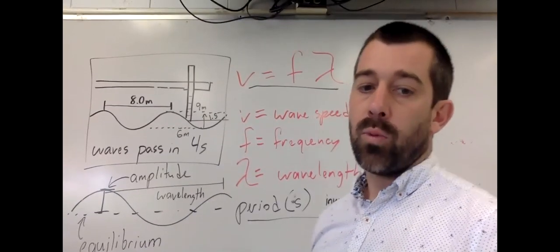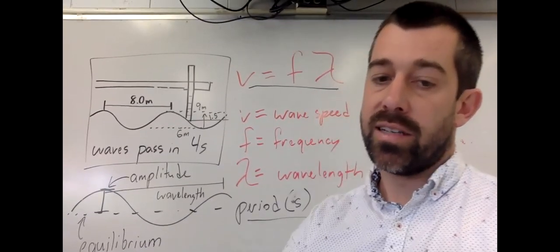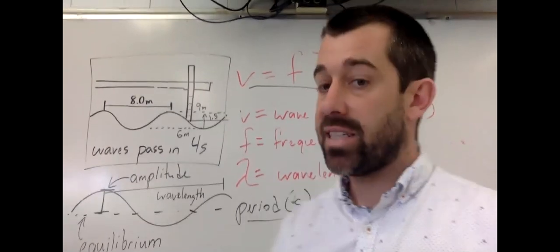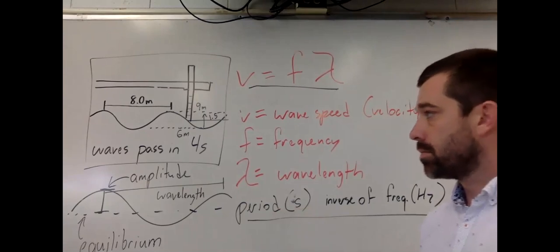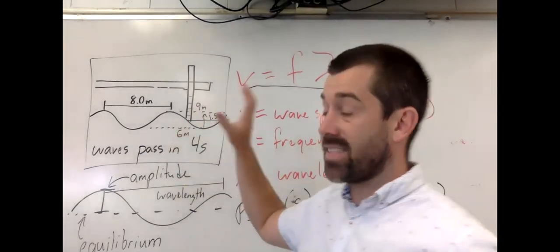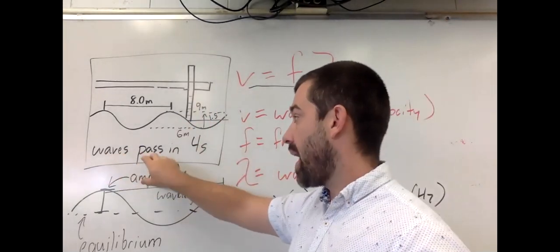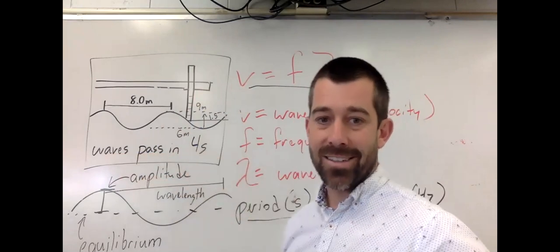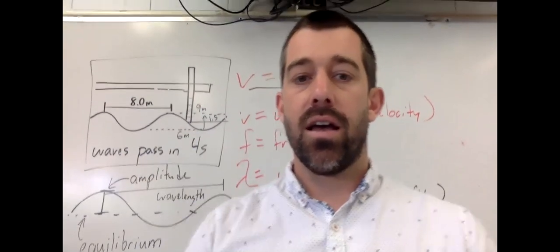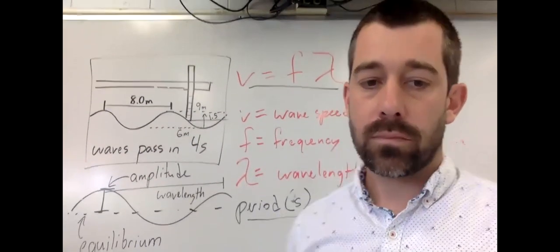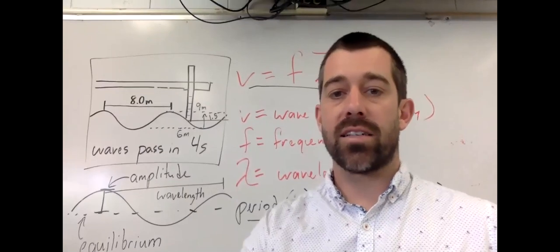All right, what about the period of the wave is the next question. Period of the wave asks us how many seconds per wave, right? Remember, period is measured in seconds. And in fact, it says in the problem, waves pass in 4 seconds. So bam, it gave us the period right there. It told us the answer. And then it's going to ask us for the frequency.